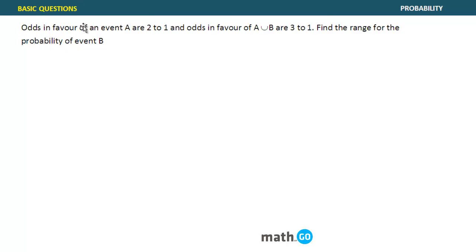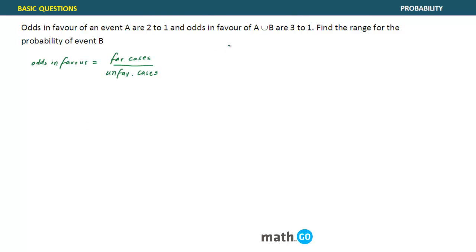Let's take the other problem. It says odds in favor of an event. So what do you mean by odds in favor? This is also an interesting concept which is generally asked. Odds in favor is nothing but favorable cases divided by unfavorable cases. This is the only change, right? For probability, what you used to do was favorable cases divided by total cases.